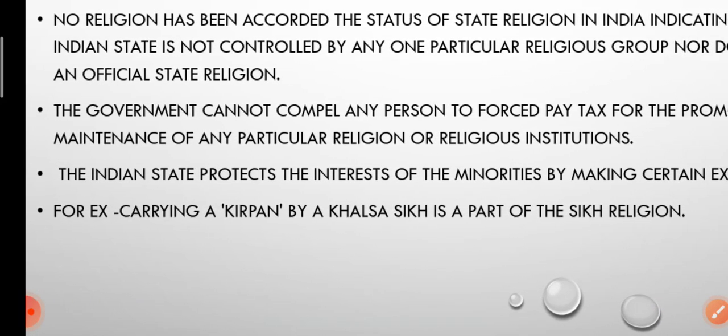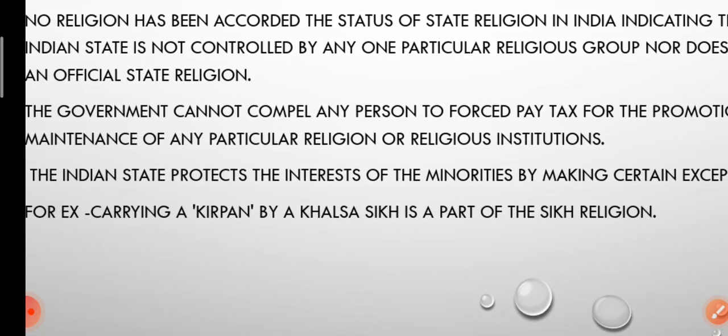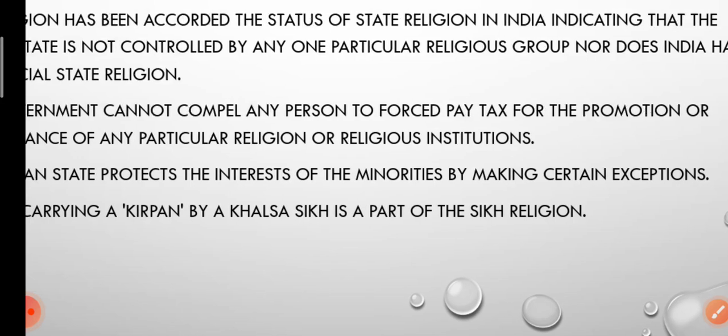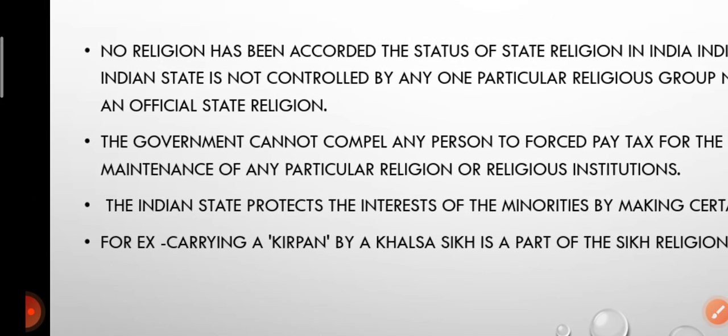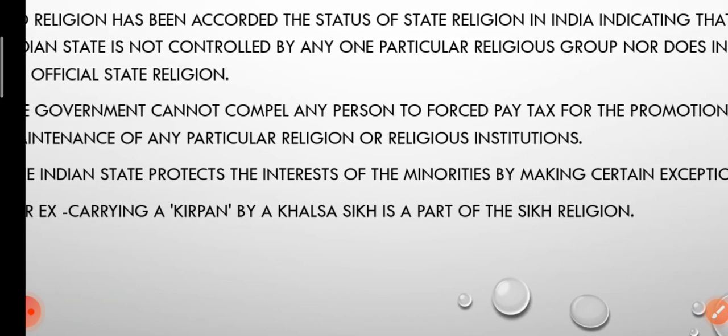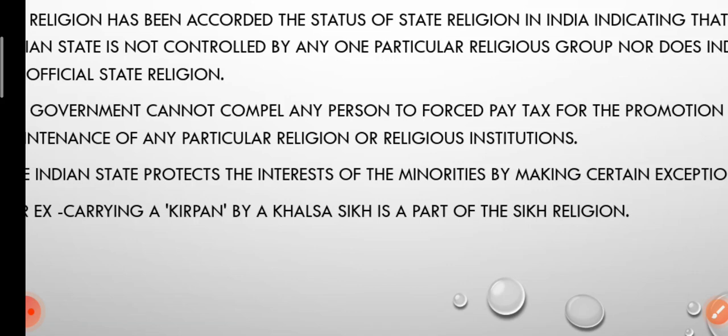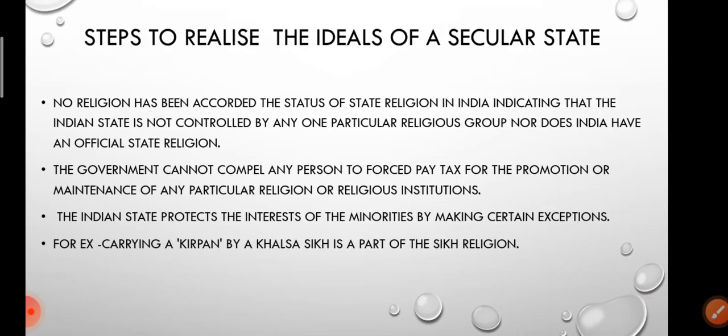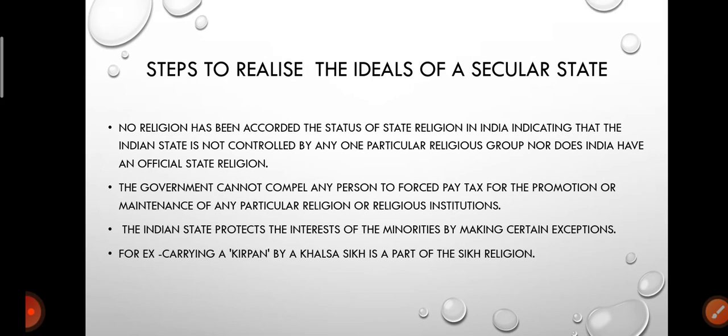The Indian state protects the interest of minorities by making certain exemptions. For example, carrying a kirpan by a Khalsa Sikh is a part of the Sikh religion. That's why they are allowed to keep the kirpan and to wear the turban. Although in the forces, such sacred or sectarian marks were not allowed during the British period, in India, because it's a secular state, these are allowed to be worn.